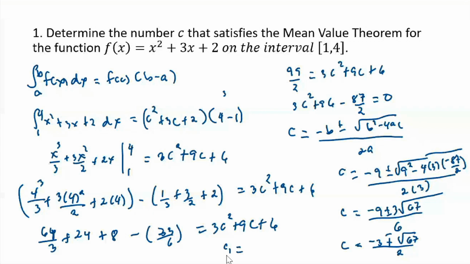So if we are going to separate that one now, your C sub 1 will be equal to negative 3 plus the square root of 67, divided by 2. So the answer now will give you 2.59. And the other one, I will call this C sub 2. So using the negative sign, we have negative 3 minus the square root of 67, divided by 2. Then the answer will give us negative 5.59.